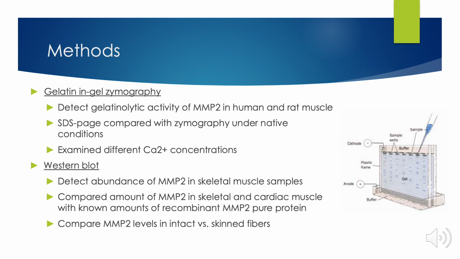The researchers compared the amount of MMP2 in skeletal and cardiac muscle with known amounts of recombinant MMP2 pure protein. This allowed them to quantify the absolute amount of MMP2 in skeletal and cardiac muscle. Lastly, the researchers compared MMP2 levels in intact versus mechanically skinned muscle fibers, and this allowed them to find the ratios of intracellular to extracellular MMP2.